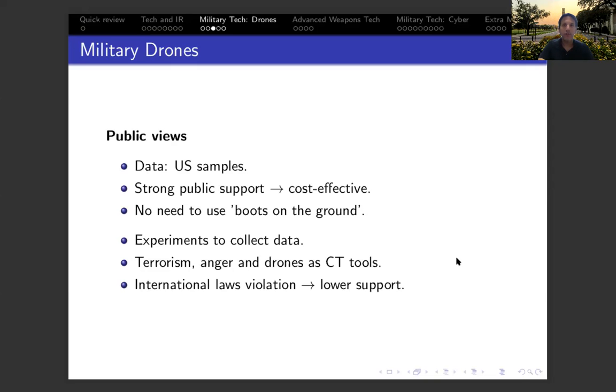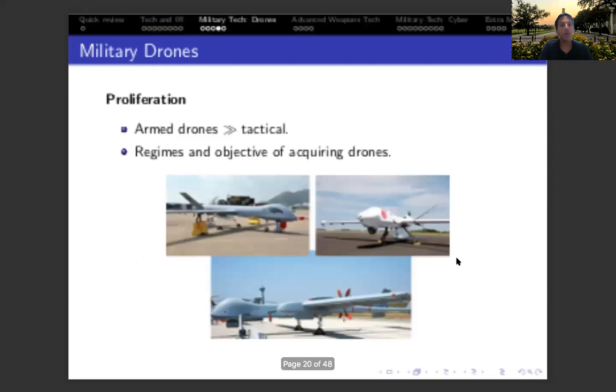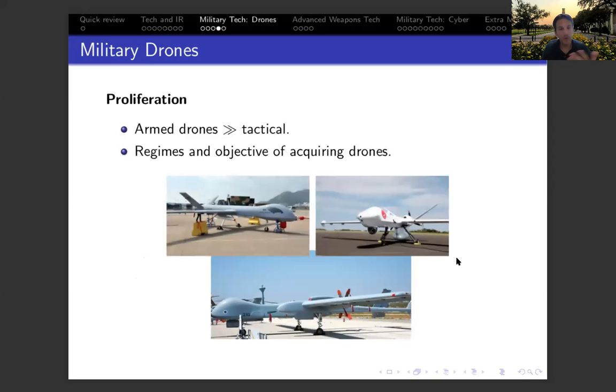Another area of research in that context is based on the fact that more and more countries are using drones. So that's the question of proliferation, which we have here in this slide. This is a drone developed by Israeli aerospace industry. So this is used in Israel. This is a drone used by Saudi Arabia, developed by the Chinese. And this is a drone used by the Indian military.